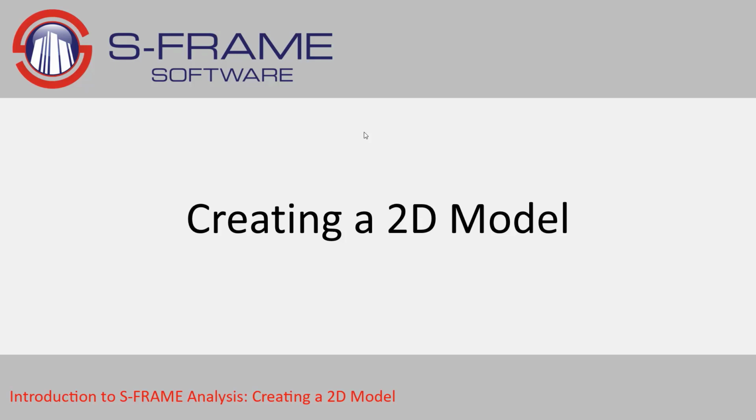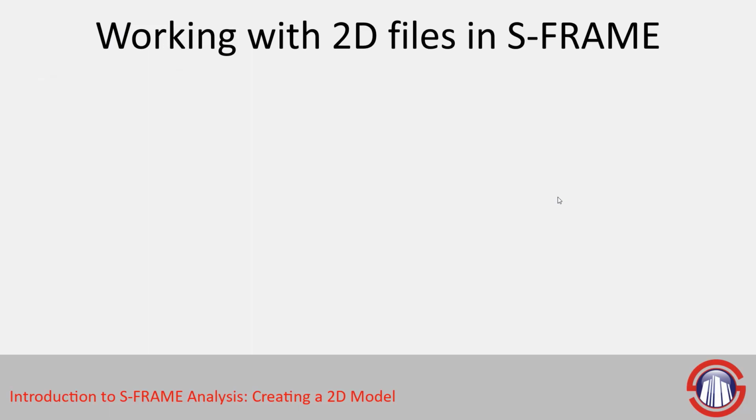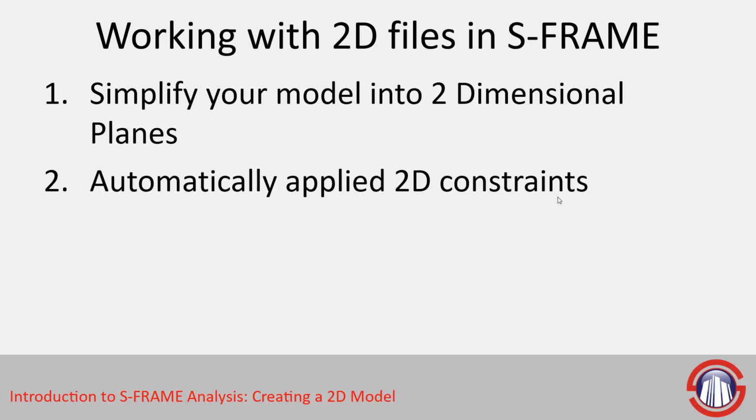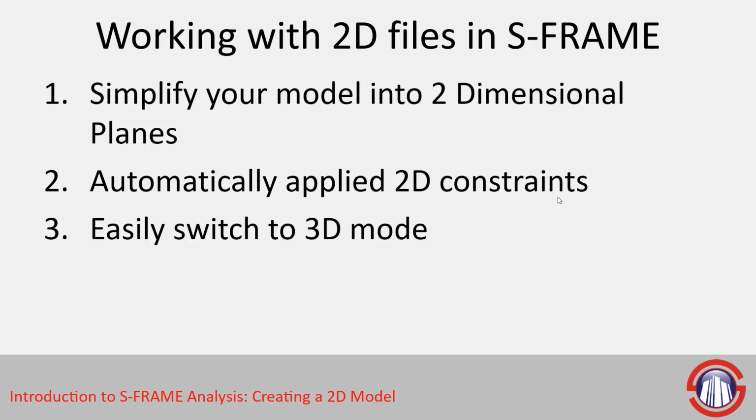In this video, we're going to look at creating a 2D model from scratch. We might want to work with 2D files, even though it's possible to define 3D files in SRAM, for a variety of reasons. First of all, it helps us simplify our model. We don't have to worry about out-of-plane behavior. The 2D model is already applying the 2D constraints for us automatically, so it won't allow for out-of-plane motion. And it's always possible for us to switch back to 3D mode if we want to work in that environment.